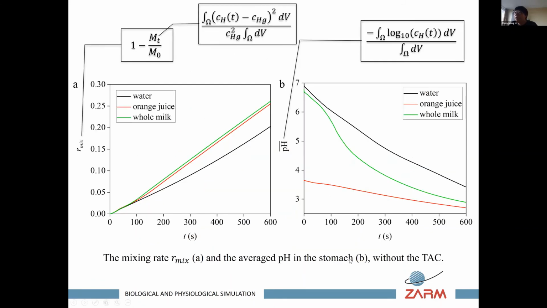Here we compare the mixing for 3 liquid foods. This figure shows the history of mixing rate. The value of mixing rate increases slowly for 3 foods. This figure shows how the average pH values in the stomach evolve with time for the 3 liquid foods. The pH for whole milk decreases fastest due to its slowest emptying rate.